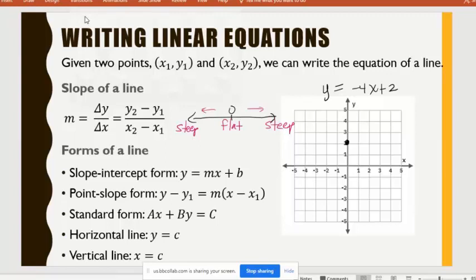So what direction should I count from the y-intercept? So I could go to the left. If I did decide to go to the left, I'd move that negative down to the 1, because that tells me the horizontal direction that I'm going to count.